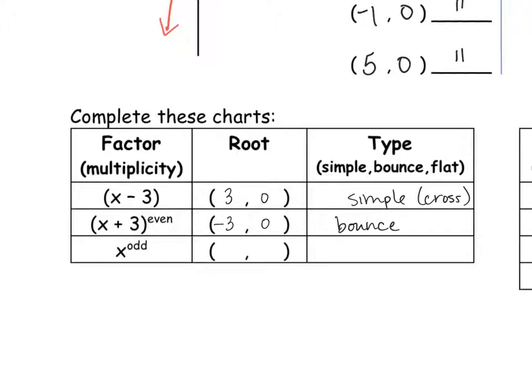If I have nothing inside with the x, my root is just going to be 0, because if I plug in 0 for x, that would make it 0. If it's odd multiplicity and it's not 1, so just to add that, not 1, then it's going to be a flat root, or a wiggle root, or whatever you want to call that. That point of inflection is going to be on the x-axis.